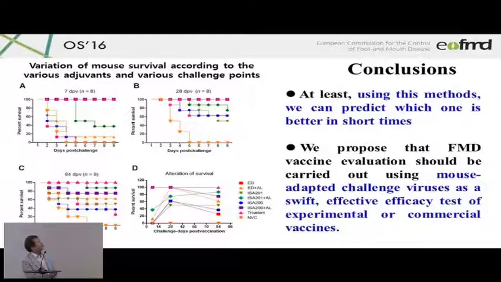We challenged at several challenge points, 7 days, 28 days and 84 days after vaccination. There are some variations in survival. Using this method, we can see which vaccine is better in the short term and in the long term, like 3 months. Thank you.